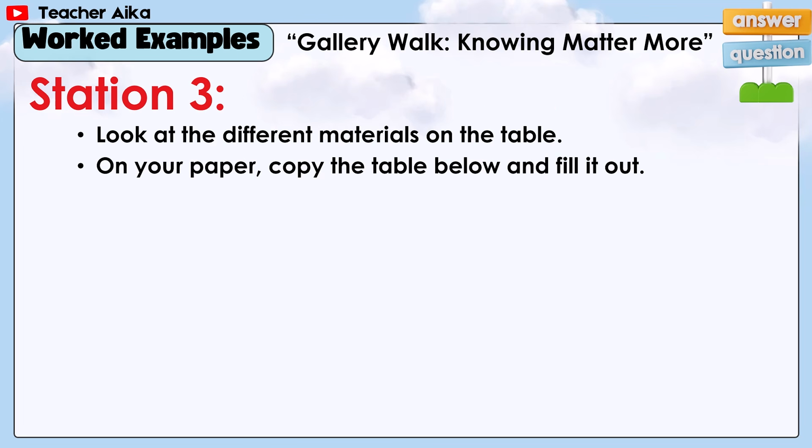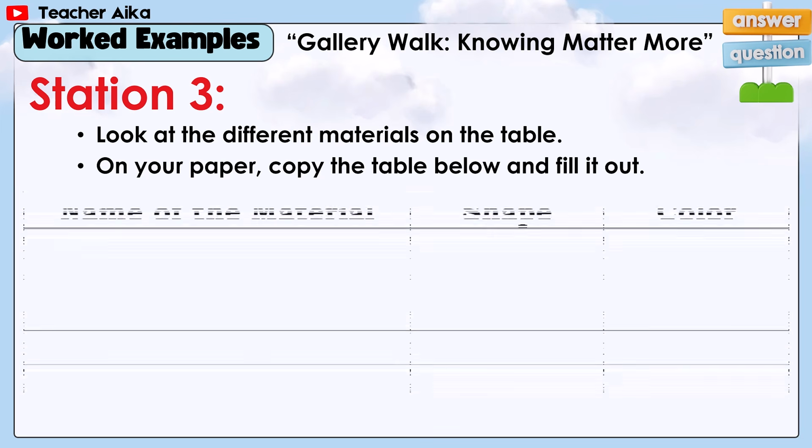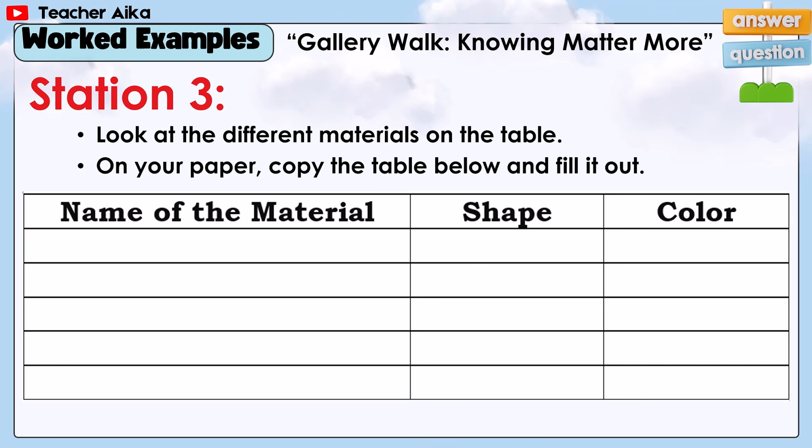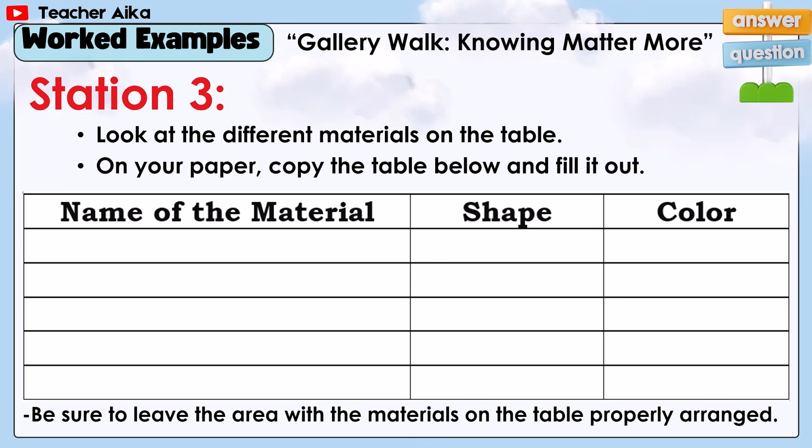Station 3, look at the different materials on the table. On your paper, copy the table below and fill it out. First column, name of the material. Second column, shape. Third column, color. Be sure to leave the area with the materials on the table properly arranged.